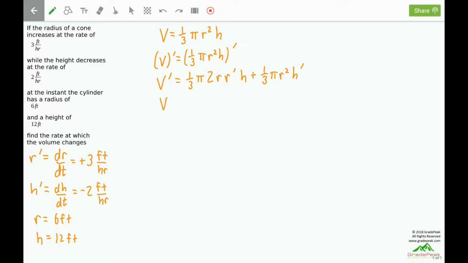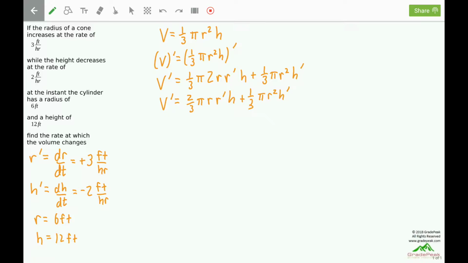We can simplify this before plugging numbers in. The first term, the 1/3 and the 2, can multiply to become 2/3, and then pi, and then r prime, and then h. And then the second term is simple enough as is, so I will leave it alone.